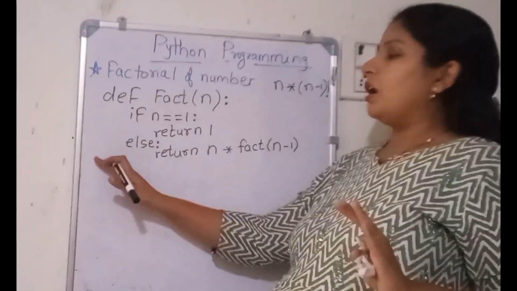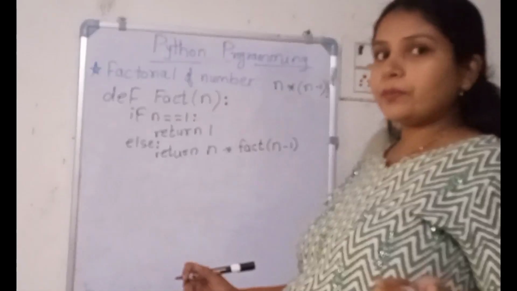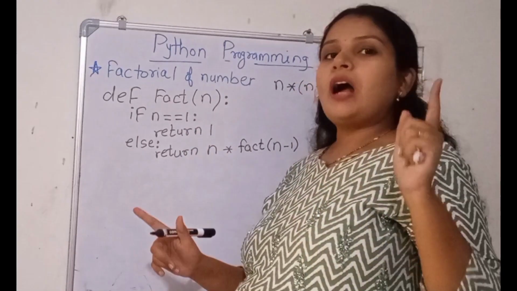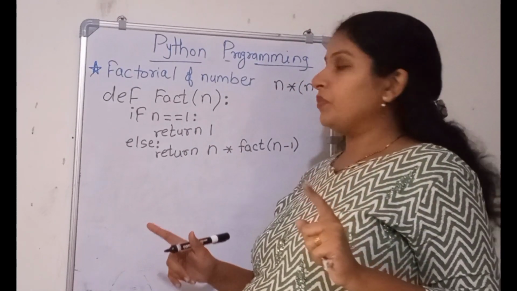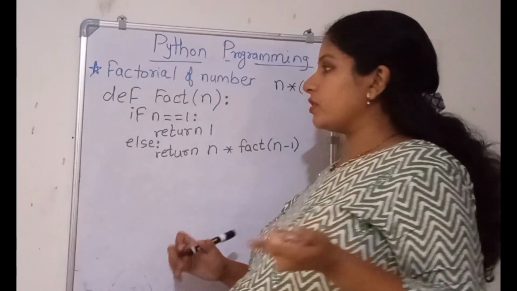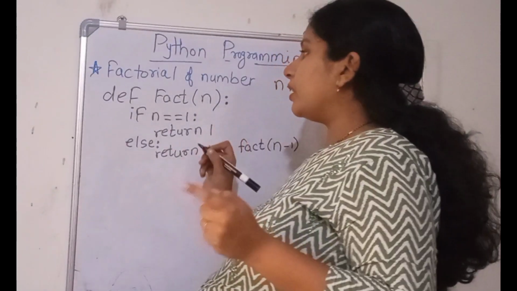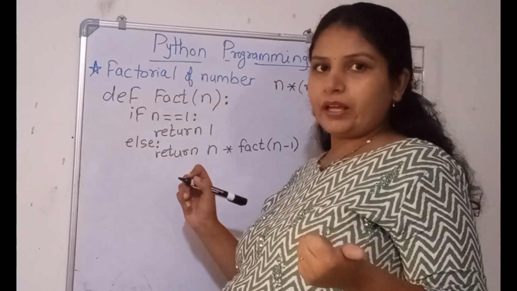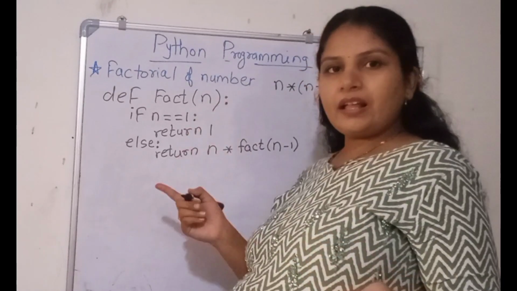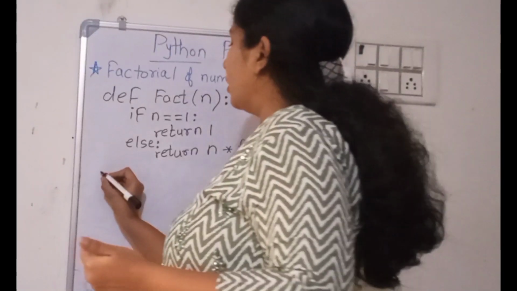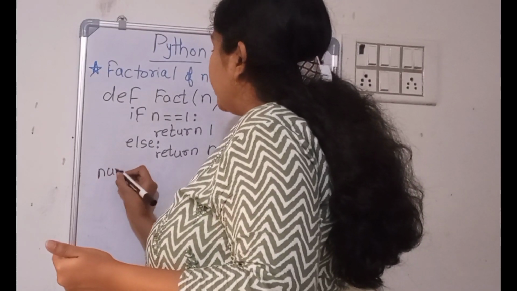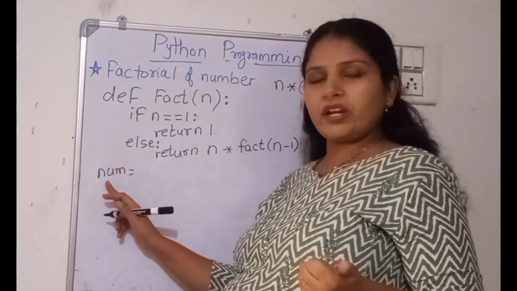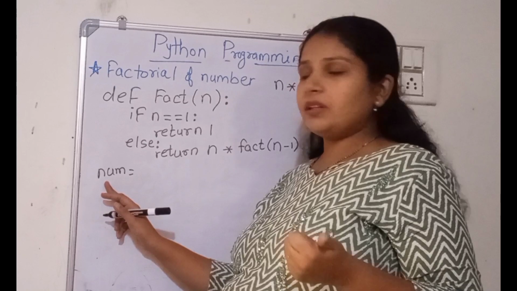Now, after this, coming to the main program, first you need to get the number, either in the program or from the user side. So we can consider the user side here. I am taking a different variable, which is num. You can take any other name you want. You can take n as well, but I am taking num. And anyway, you are passing the same value as the argument. It's okay to take a different variable name.